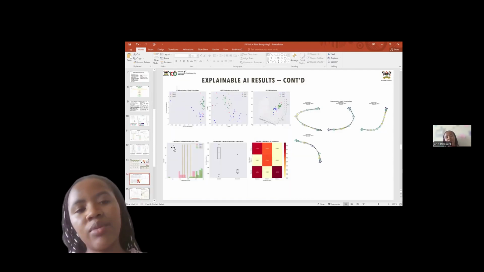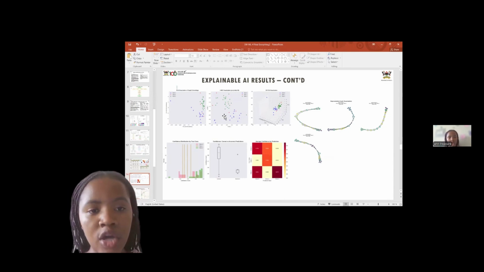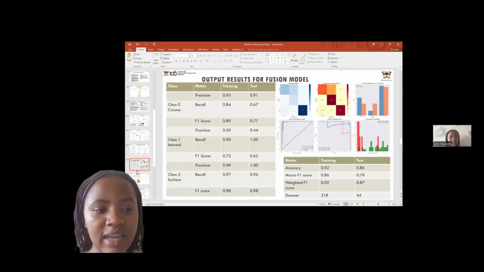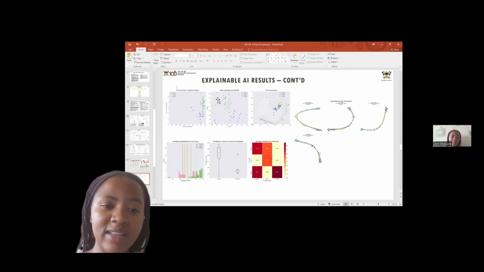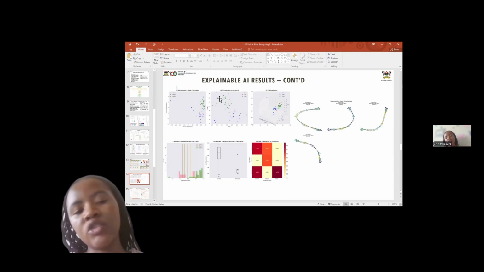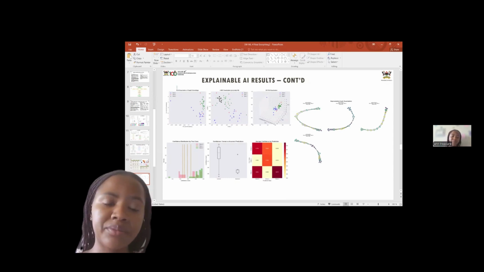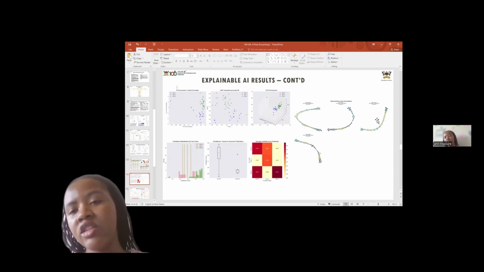So the explainable AI results reveal why we got these results. You can see that in class 1, which is the internal, its embeddings were scattered between the internal and the surface, and that's why you can see the results. You can see that it was difficult to detect the internal and the corona discharge.